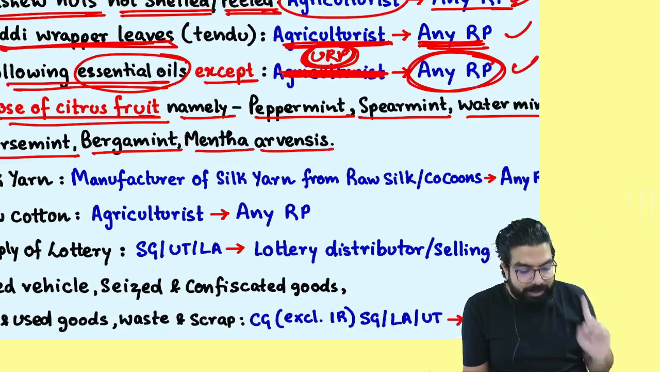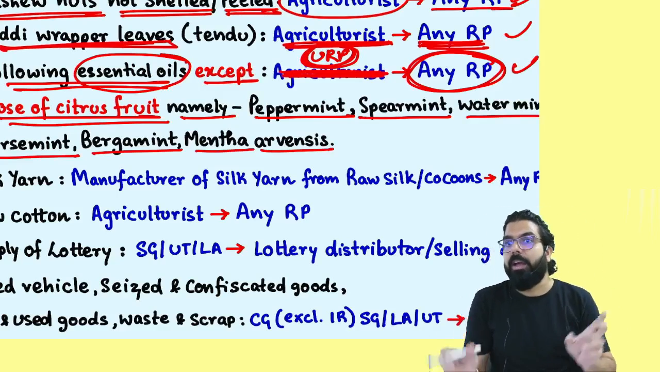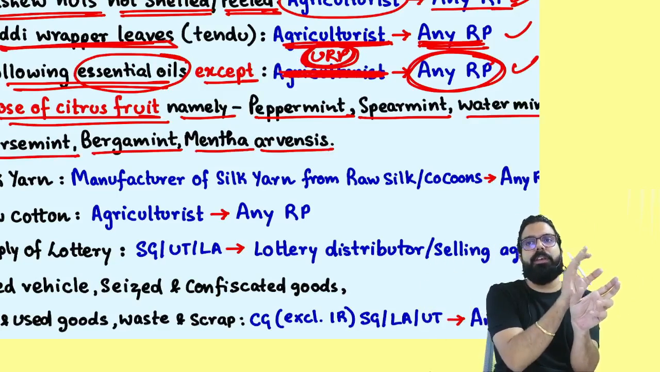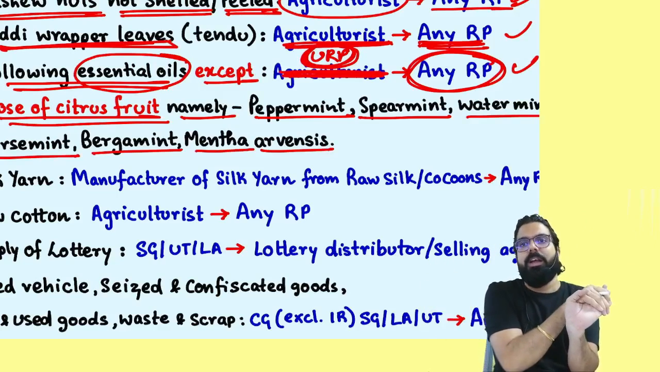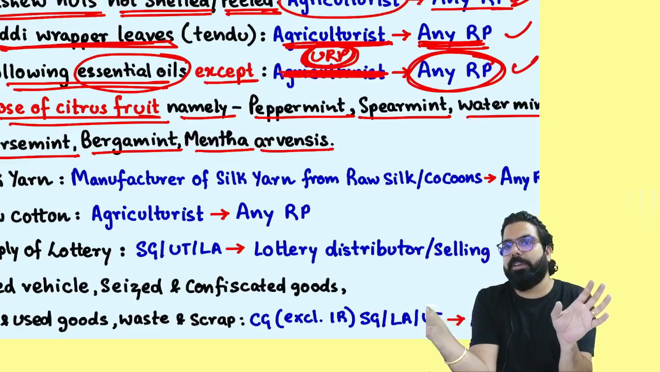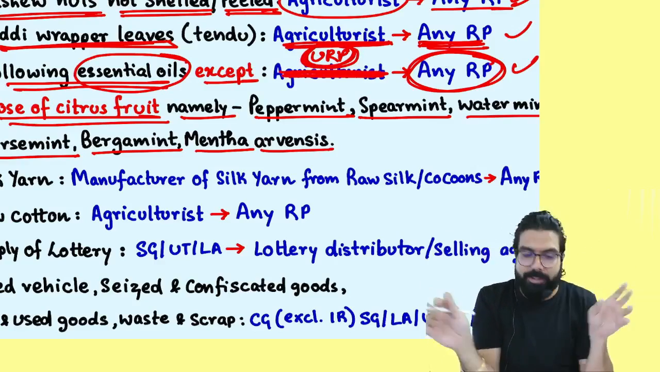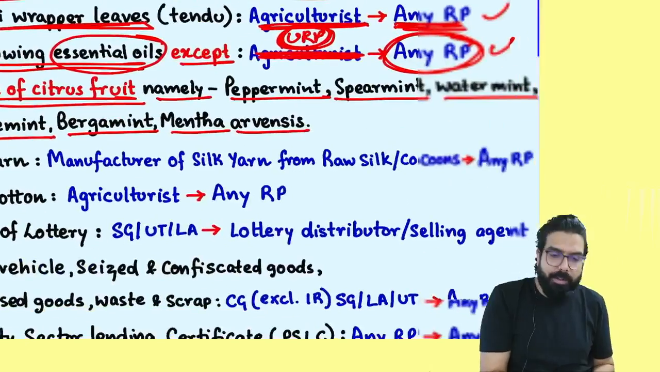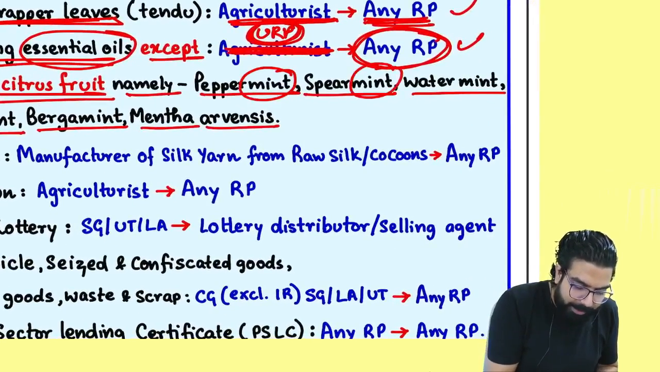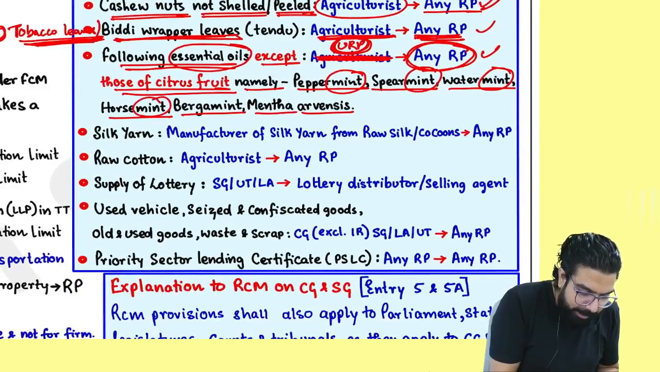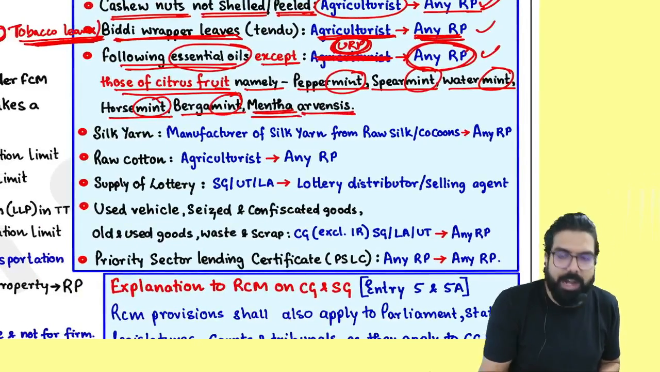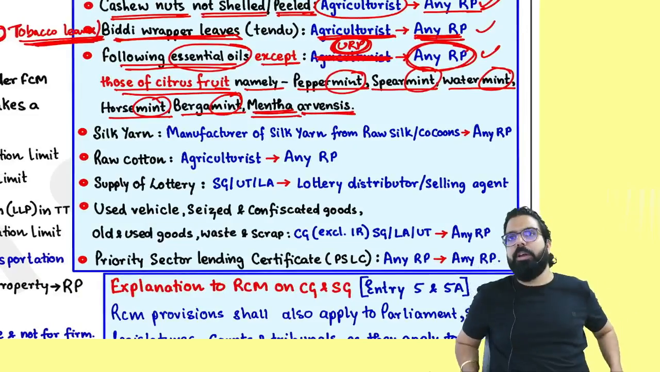Remember one thing, for these essential oils, when an unregistered person is selling to a registered person, the registered person will pay GST under RCM. Which are the oils? Mint. Only one is there, mentha arvensis. You'll remember this, everyone? Remember this.